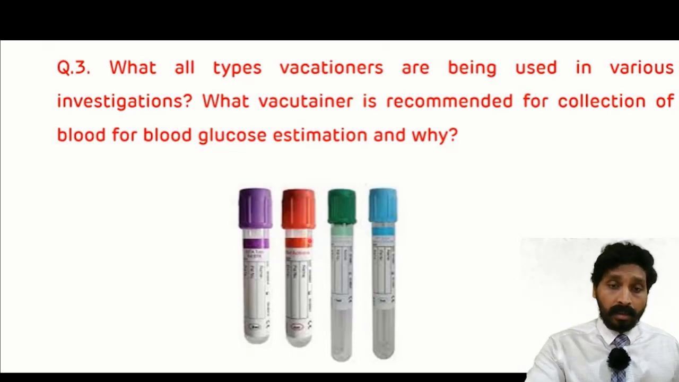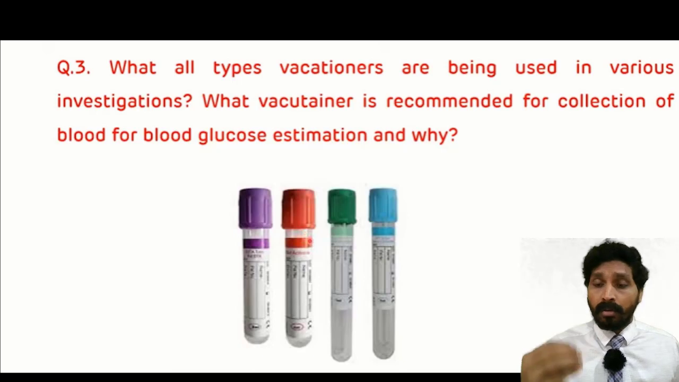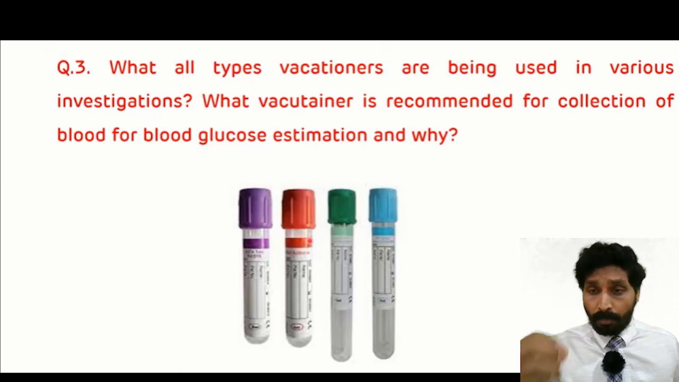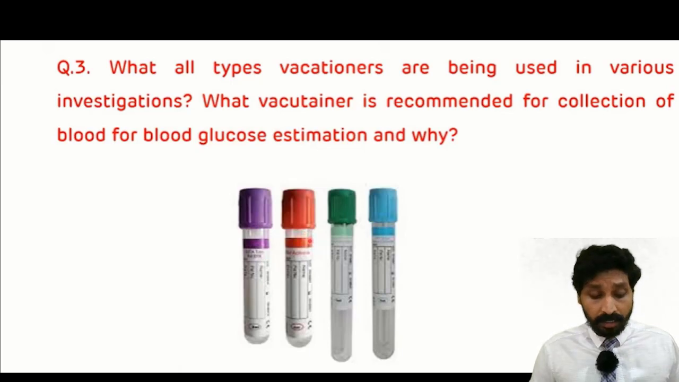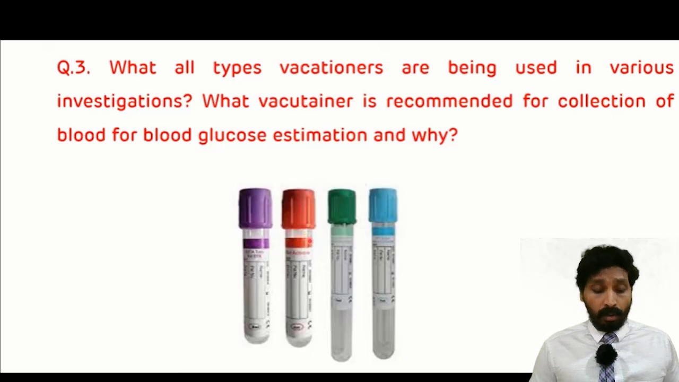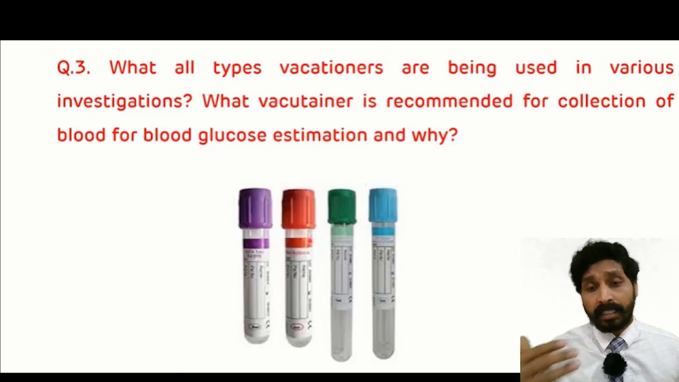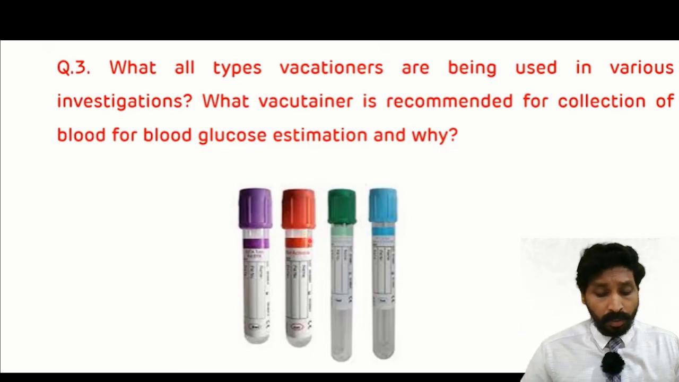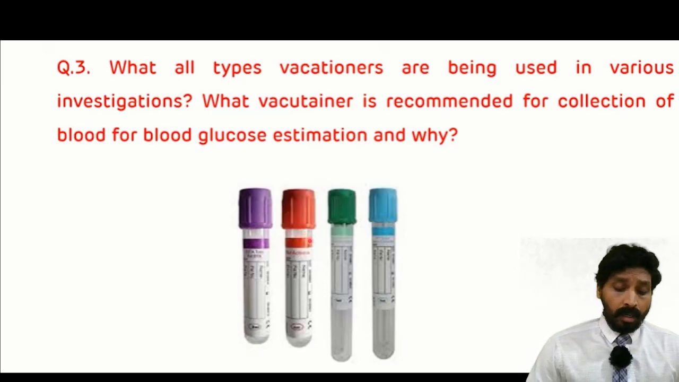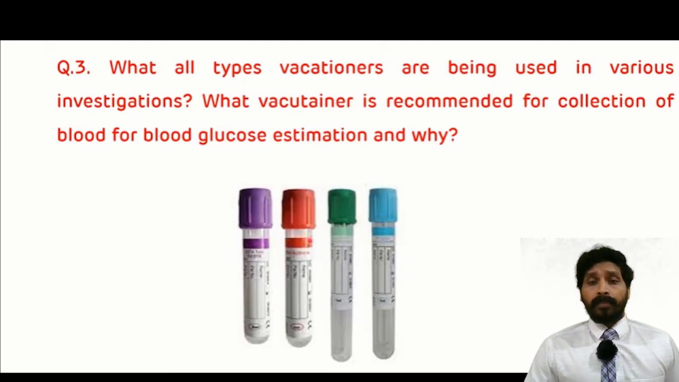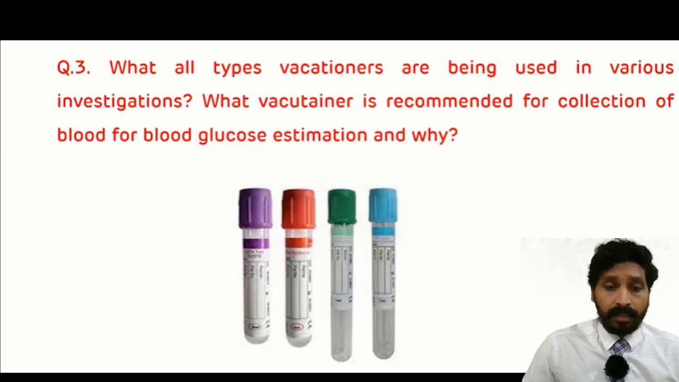estimation. Whereas the red one is mainly used to collect blood in this vacuum tube for major biochemical parameter estimations and also serological studies. And the green one, the green top vacuum tube, is heparin coated, which is mainly used for the estimation of electrolytes and also ABG, arterial blood gas analysis. And the blue one is a sodium citrate coated vacuum tube, which is mainly used to study the coagulation parameters. So these are the different types of vacuum tubes.